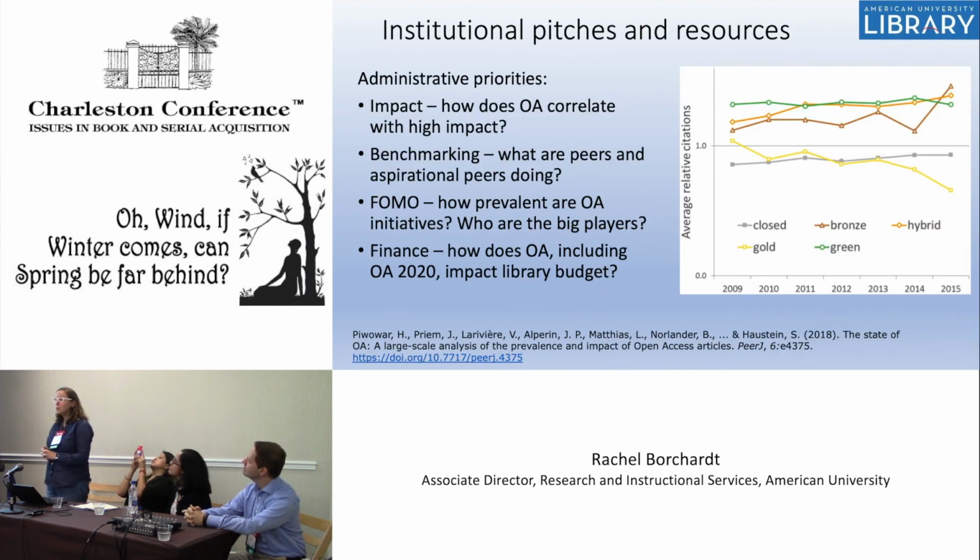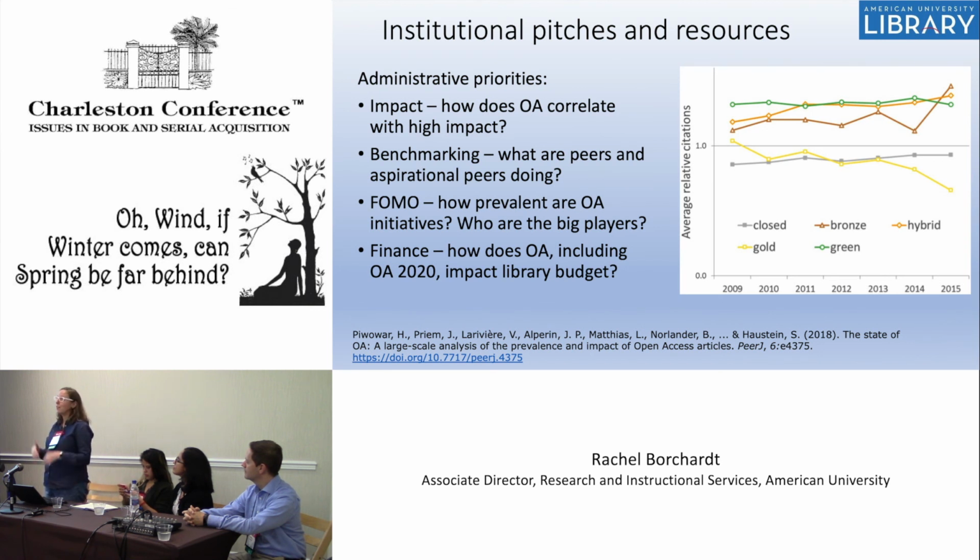So starting with institutional pitches, it's important to think about what they really respond to, what they're worried about, and what they care about. Obviously impact is a high priority, and discussing some of the ways open access correlates with high impact is definitely a big way to sell it. This is one of the charts showing citation counts for different types of OA materials. Sarah's going to talk some more about correlations.